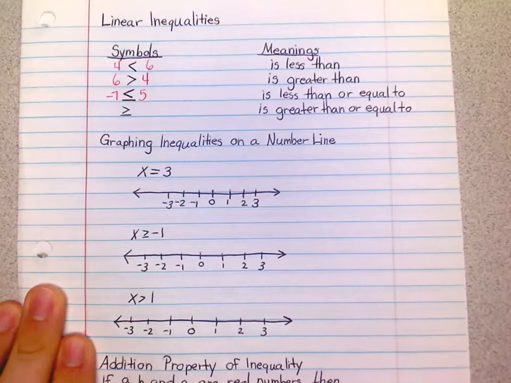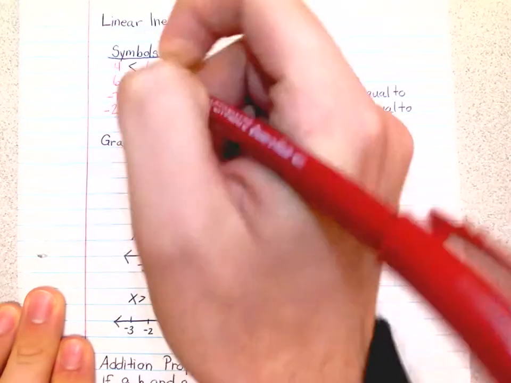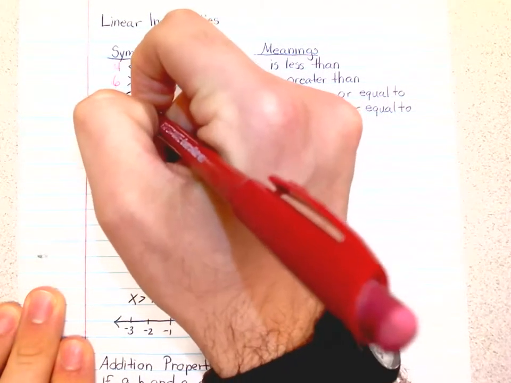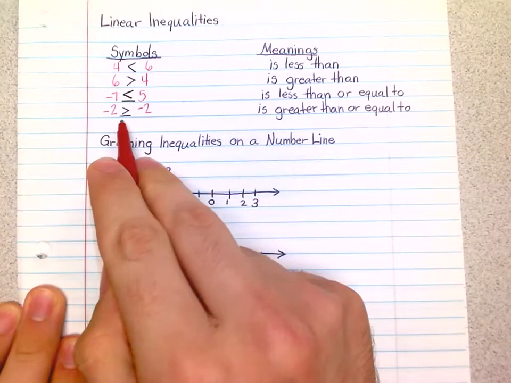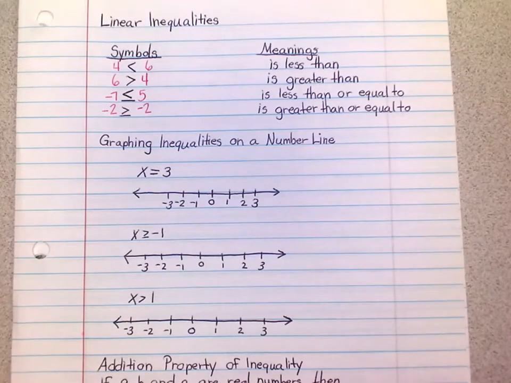Let's look at an example like that. We could say negative 2 is less than or equal to a negative 2. That equal sign right there, that part of the inequality, lets us know that it's going to be equal to either side of the inequality.